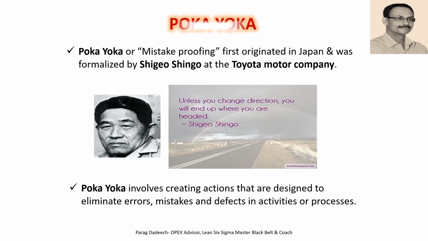In this lecture, we shall try and understand what is POKA YOKA. POKA YOKA is the best methodology for controlling any process. It is also known as mistake proofing, and the concept first originated at the Toyota Motor Company, Japan. It is an extremely useful technique to eliminate errors, mistakes, or defects in your processes or products.